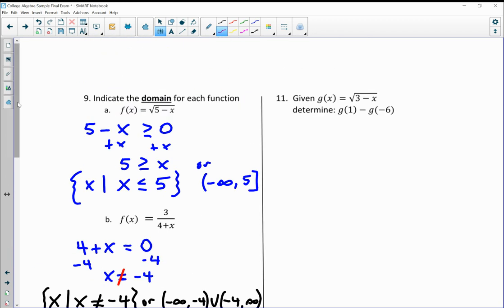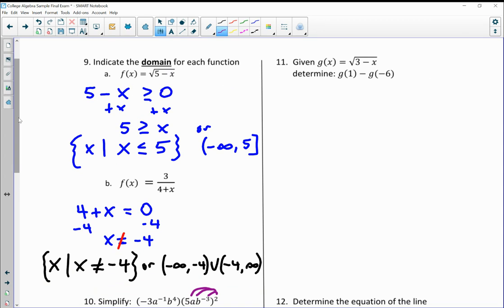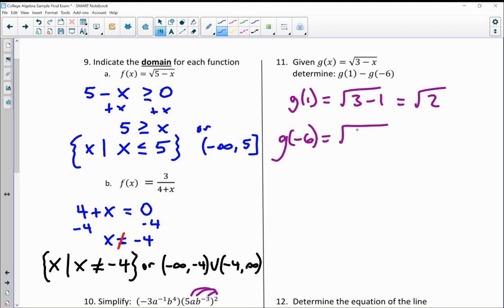Given g of x is the square root of 3 minus x, determine g of 1 minus g of negative 6. Okay, let's find g of 1. It just means we're plugging in 1 for our function. So g of 1 equals the square root of 3 minus 1, which equals the square root of 2. Let's do the g of negative 6, which equals the square root of 3 minus negative 6, which equals the square root of 9, which equals 3.